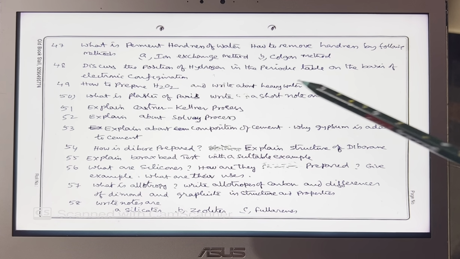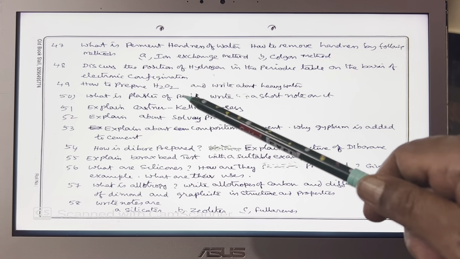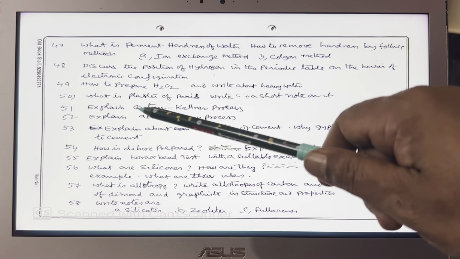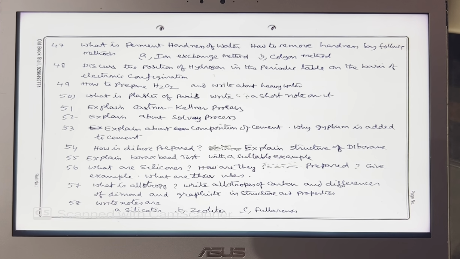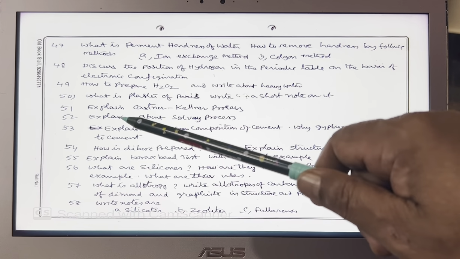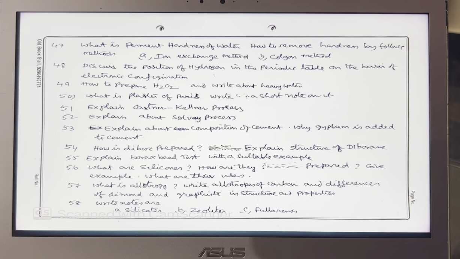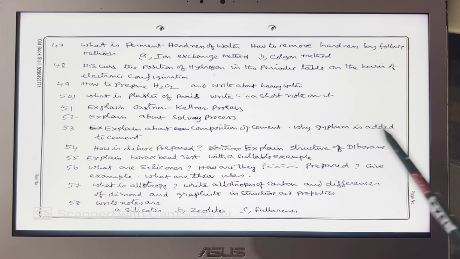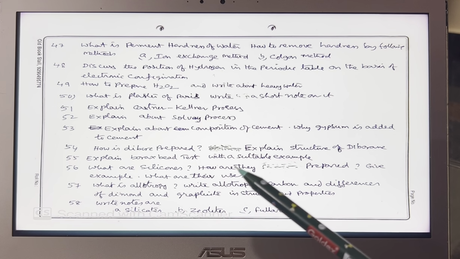What do you know about heavy water? What is plaster of Paris? Write short notes on it. Write its uses also. Explain Castner-Kellner process for sodium preparation. Explain about Solvay's process for sodium carbonate. Explain about composition of cement, why gypsum is added to cement.